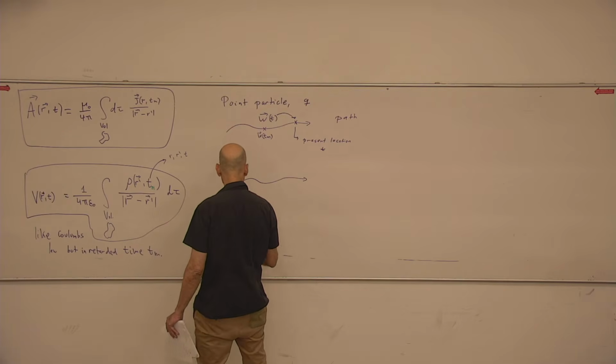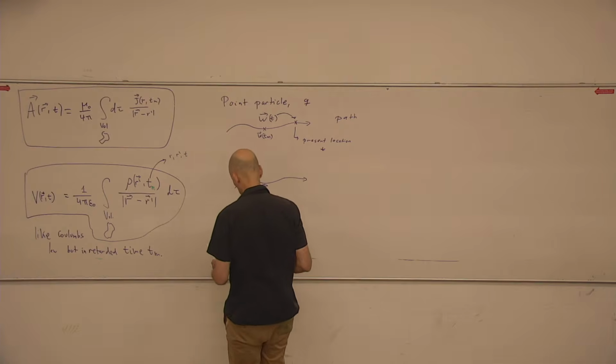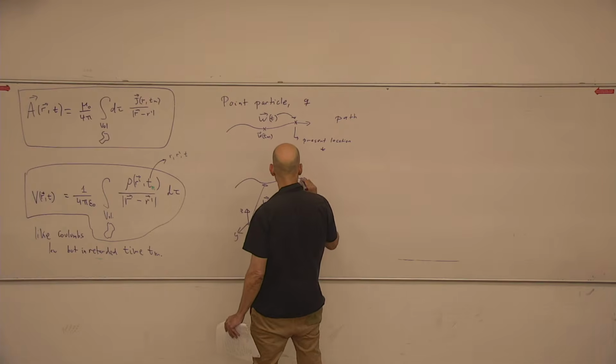We have some origin. So this is X, Y, Z. This is the reference frame. And this is our WTM. And this is our current location.